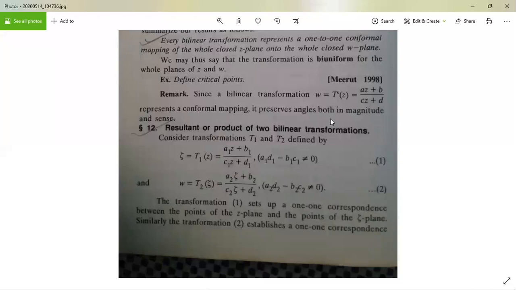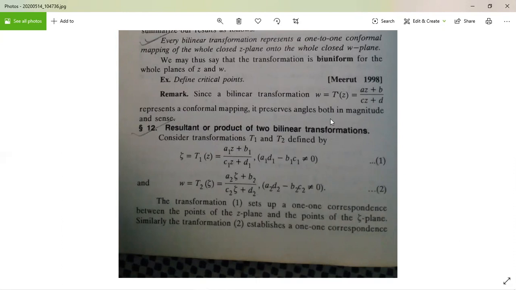The next topic is the resultant or product of two bilinear transforms. How can we find the product of two bilinear transforms? For this, let us consider T1 and T2 defined through zeta and omega, where zeta equals T1 of z equals A1z plus B1 by C1z plus D1, where A1D1 minus B1C1 is not equal to 0. Similarly, omega equals T2 of zeta equals A2 zeta plus B2 by C2 zeta plus D2, where A2D2 minus B2C2 is not equal to 0.